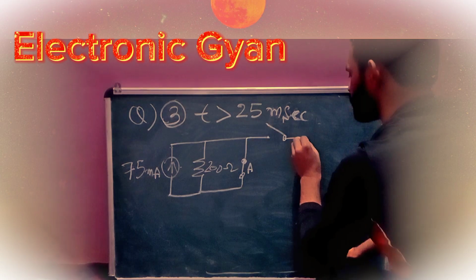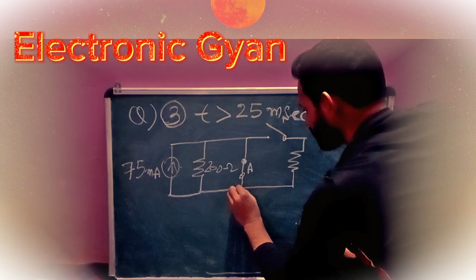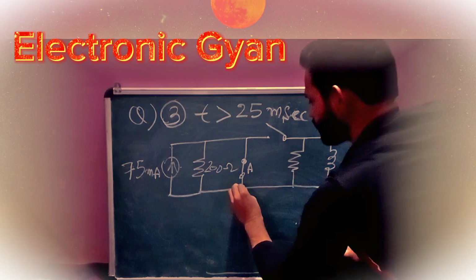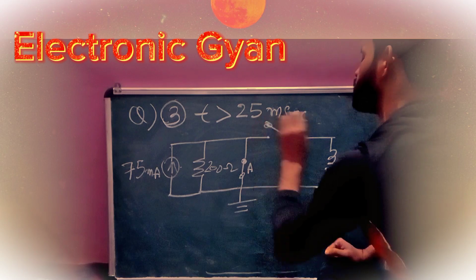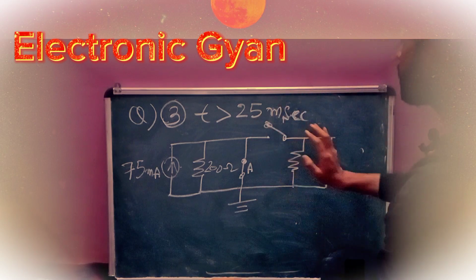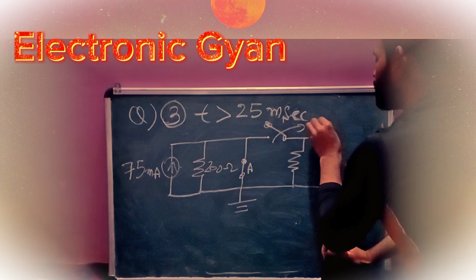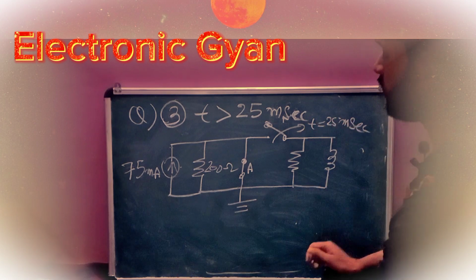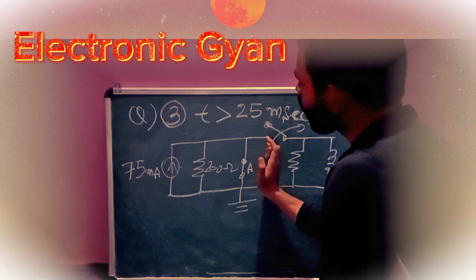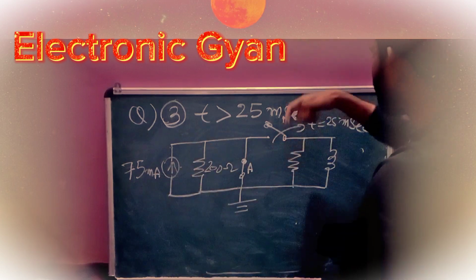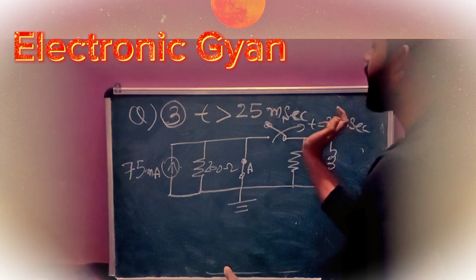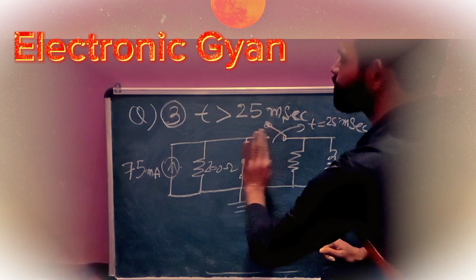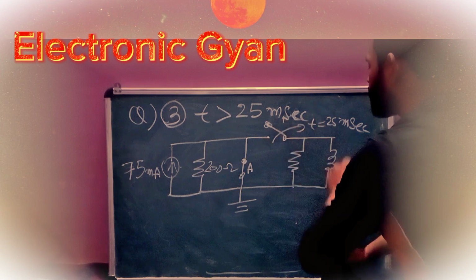Now this is open, and this is my resistance here, and this is my inductance, and this is my ground. This has been open at time t equal to 25 millisecond. Now there is no need of taking this portion of the circuit, because the switch has been opened and it has been separated from this portion.